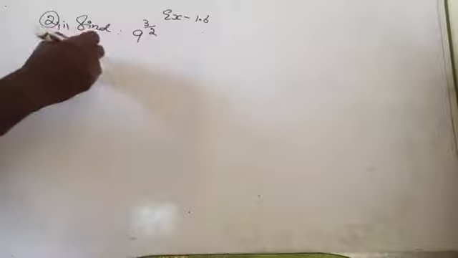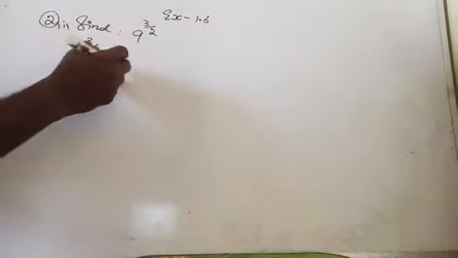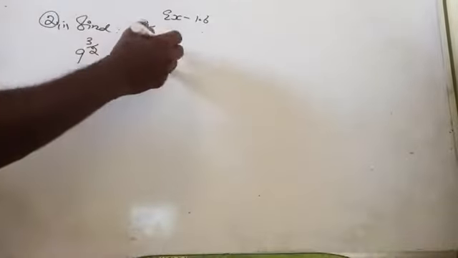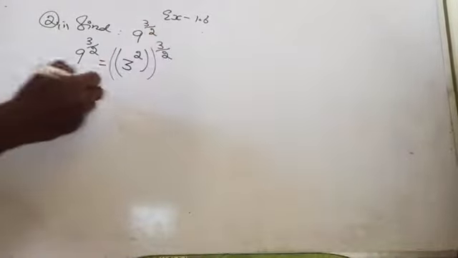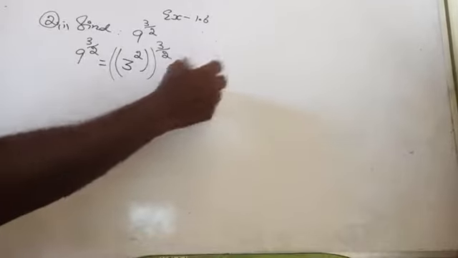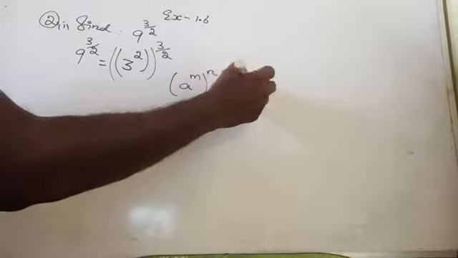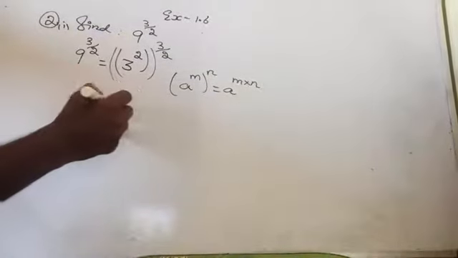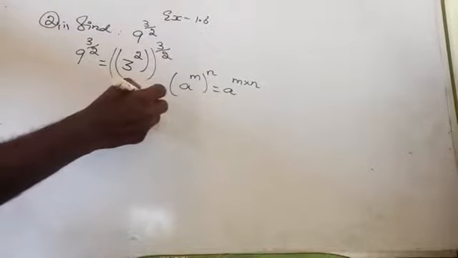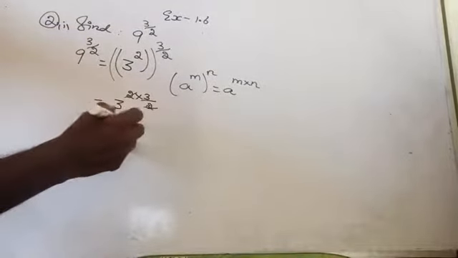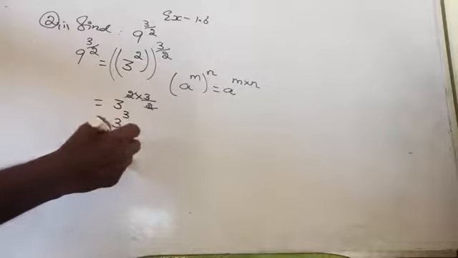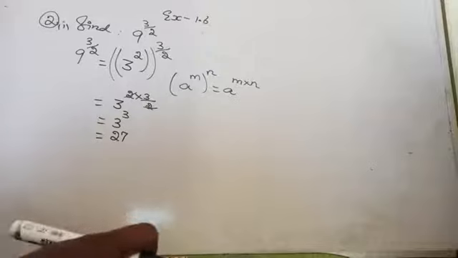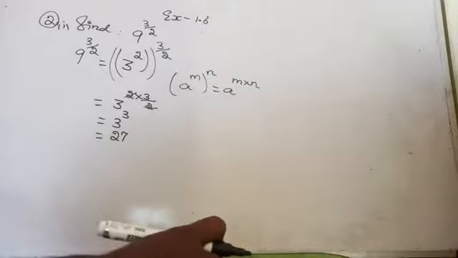Now how can you write 9? Tell me. 3 to the power 2. 3 to the power 2, the whole power 3 by 2. Now it is in the form of a power m, the whole power n, so this can be written as a to the power mn. So 3 power 2, the whole power 3 by 2 can be written as 3 power 2 into 3 by 2. Now 2 got cancelled. Then it is 3 to the power 3, which is nothing but 27. Are you getting there? Yes.